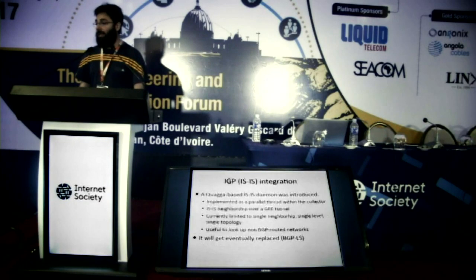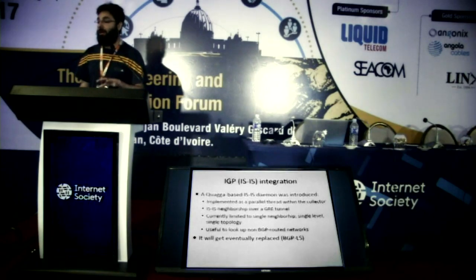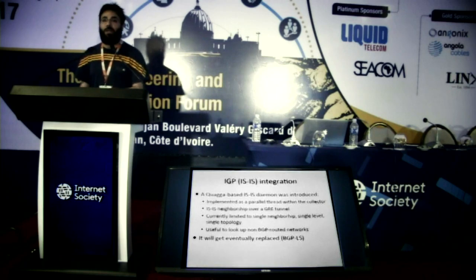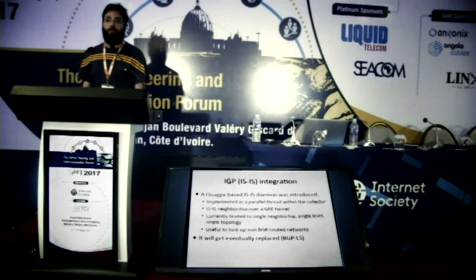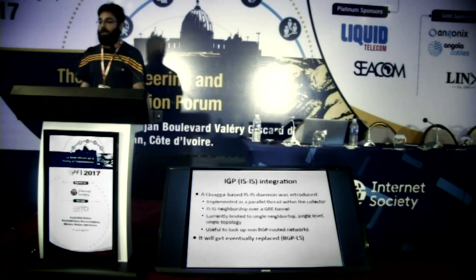So then there is IGP integration. Only IS-IS is supported; OSPF is not supported at the moment. And as you can read from this slide, it's very limited support. The only use case supported now is looking up some routes, so doing route lookups for routes that are not in BGP, for example. But the idea is to replace this IGP integration with BGP-LS, which is much cleaner and much more standardized.